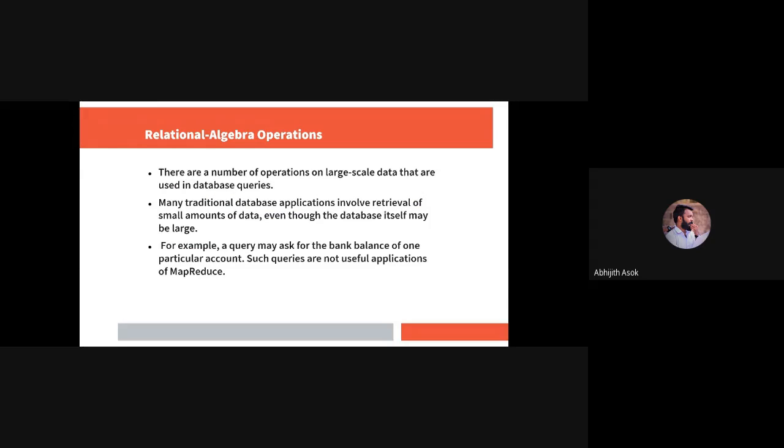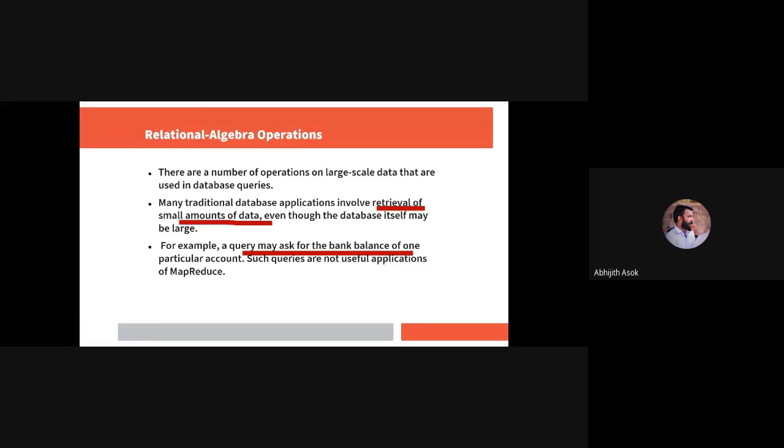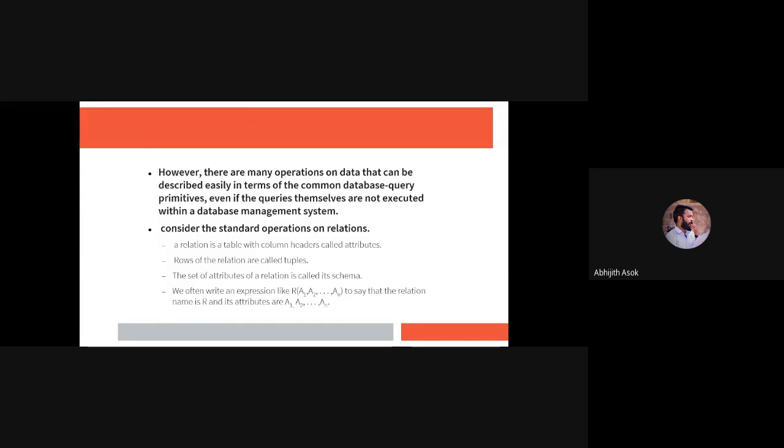Relational algebra operations. So there are many relational operations. It involves the retrieval of a small amount of data. For example, a query may ask for a bank balance. Actually, such queries are not a useful application of MapReduce. However, many operations are described using common database query primitives, even if the queries are not executed within the database. So consider this example.